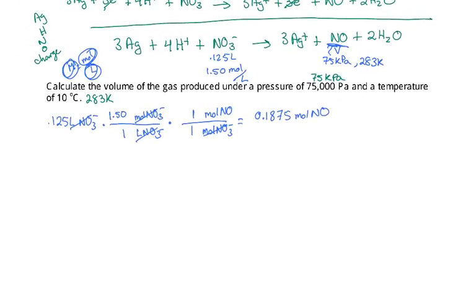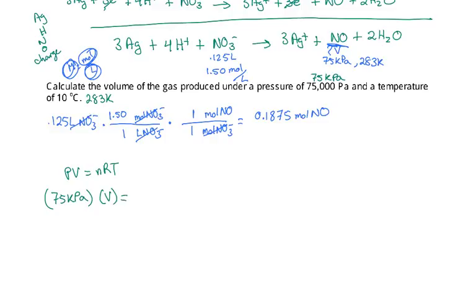I was trying to find the volume of NO. I have the moles, I have the pressure, I have the temperature. So guess what? I have 3 out of the 4 variables for PV equals nRT, and I can use PV equals nRT because this is a gas. So let's do that. PV equals nRT. Let's see, pressure is 75 kPa. Volume is what we're trying to find.